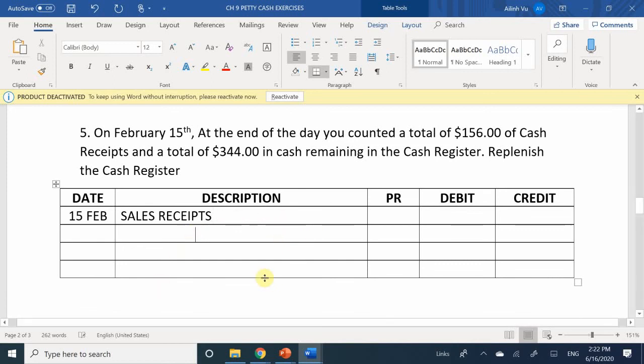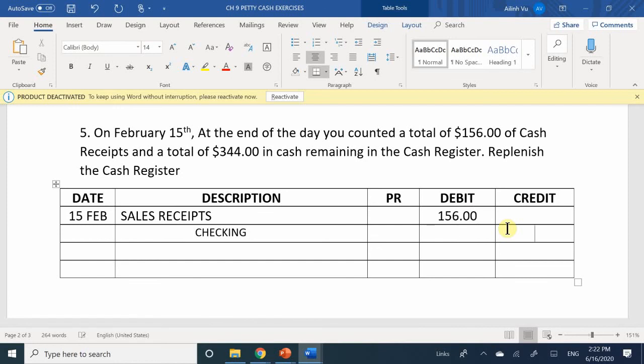And then for this one, I'm going to write a check for that amount, $156 here and $156 here. Now, by me doing this, I have cash to put back into the cash register, and what's going to happen is now I have $500 in cash. So in this example, do you understand why we need to write a check like this?